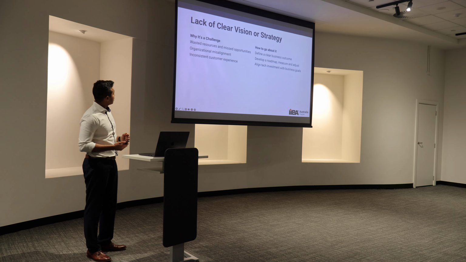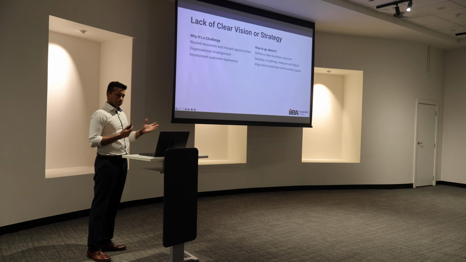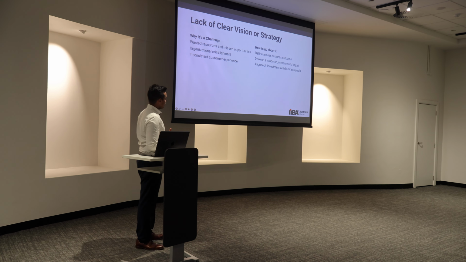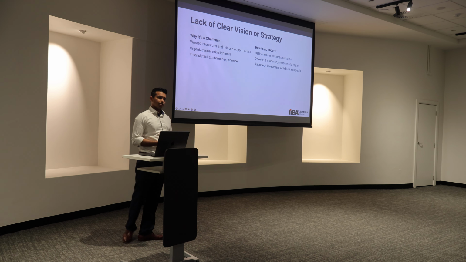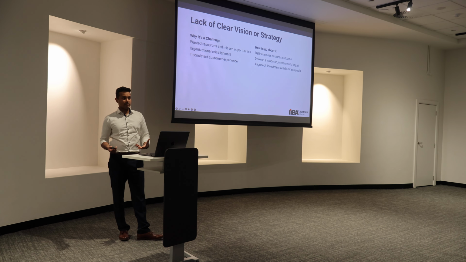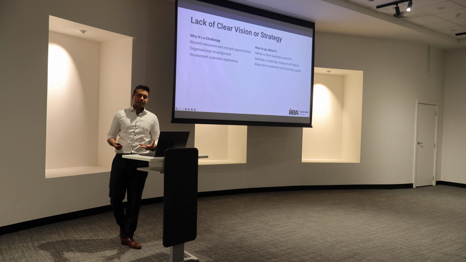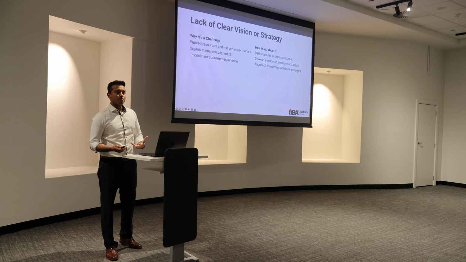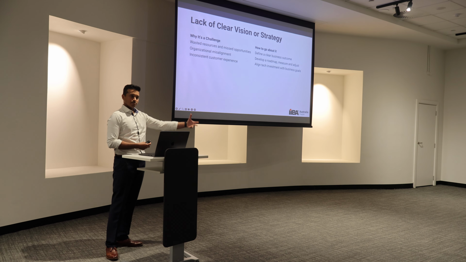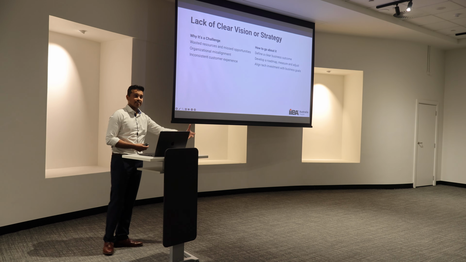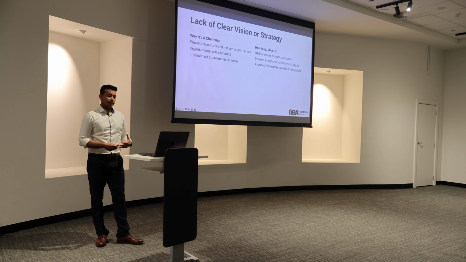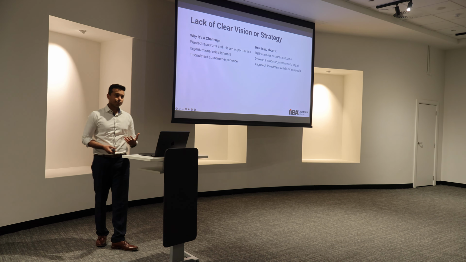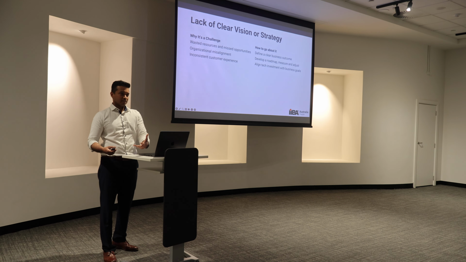Number 3, a lack of clear vision or strategy. What does that mean? What it basically means is that the organizations who try to do these projects don't know why they're doing it in the first place. A lot of companies end up doing digital transformation because they have a little bit of money before the end of the financial year that they need to spend, without a clear vision of why they want to do it in the first place.